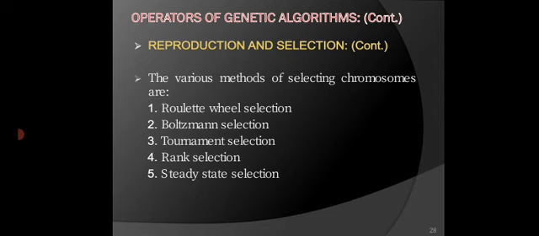Okay, the various methods of selecting chromosomes are roulette selection, Boltzmann selection, tournament selection, rank selection, and steady state selection. These are the methods. They depend on the problems. Different methods are suitable for different problems.